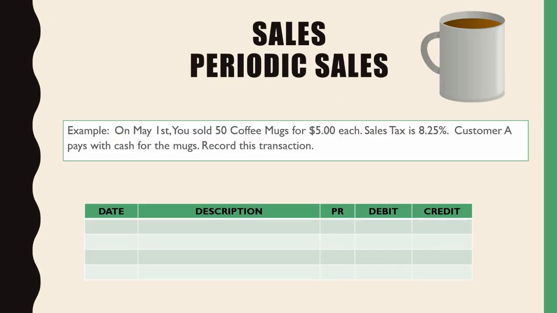So let's go ahead and do this example. In this case, I'm going to encounter a sale. On May 1st, you sold 50 coffee mugs for $5 each. Sales tax is going to be 8.25%. Customer A pays with cash for these mugs. Okay, so this question is now asking to record this sale. So what is my journal going to look like?